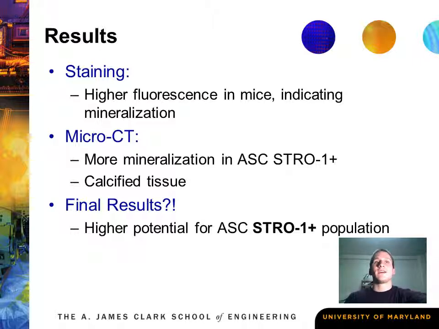During micro-CT testing, adipose stem cells STRO1+ cells showed more mineralization than adipose stem cells CD29+ cells, and there was calcified tissue. These both indicate a higher osteogenic potential. In the end, the researchers concluded that adipose stem cells STRO1+ cells are more efficient to use in bone tissue engineering due to their high osteogenic potential.